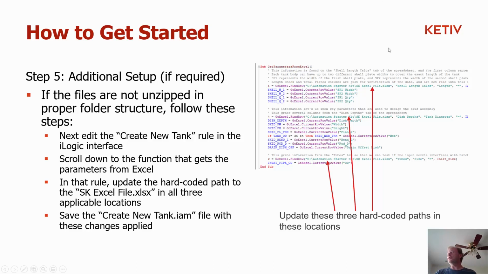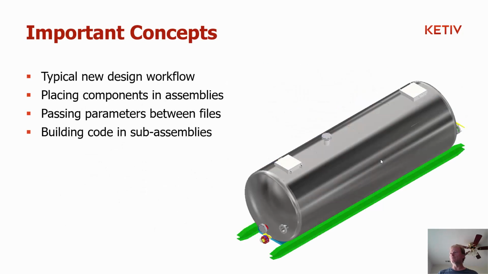And so you need to go to each of those 3 places and update them so that they reflect wherever the path is that SK Excel file is located. So as long as you make those changes and update those and make sure all the paths are correct, then when you hit Create New Tank, everything should work. If you have any problems, go ahead and email me and let me know, and we'll help get you fixed so that you can see it work and you can start going in and playing with the code.